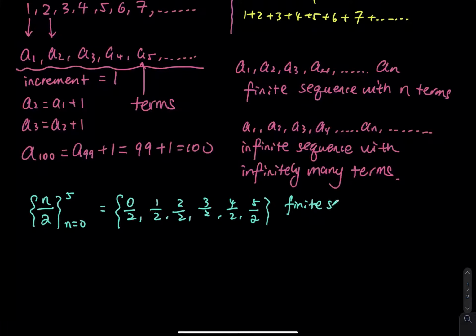And I have to remind you, n doesn't have to start at 0. n can start at any integer: 0, -1, 1, 2, 3. It doesn't have to start at 0. So this is a finite sequence with how many terms? It's countable, right? In this list, you can see that there are 6 terms. So this is a finite sequence with 6 terms.